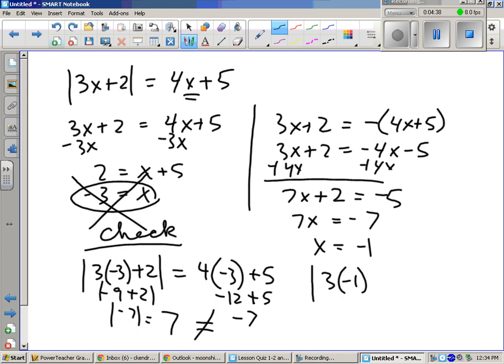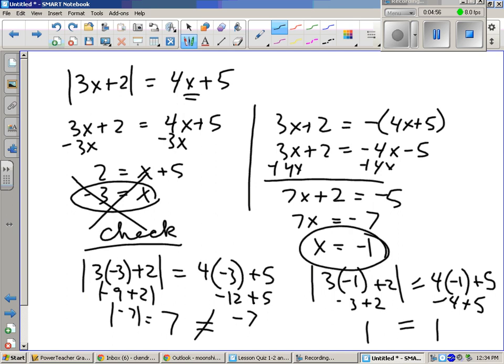So put in a -1 for the x, and then a -1 for this x. So I get -3 plus 2, which is -1, so that's 1. And this is -4 plus 5, which is also 1. So that's a good answer. We like that answer. Okay, so when you have that extra x in there, you have to check your work.